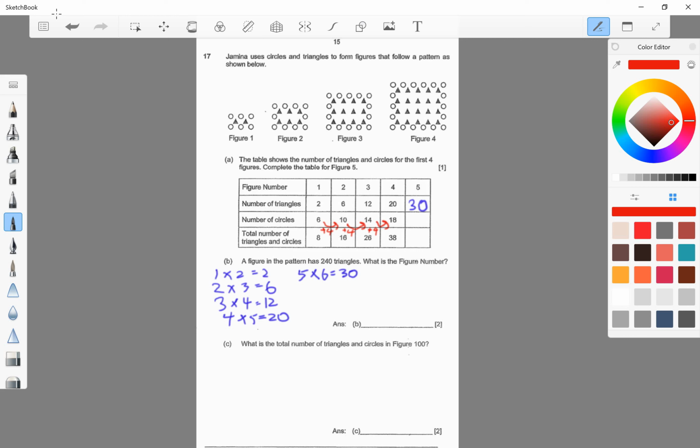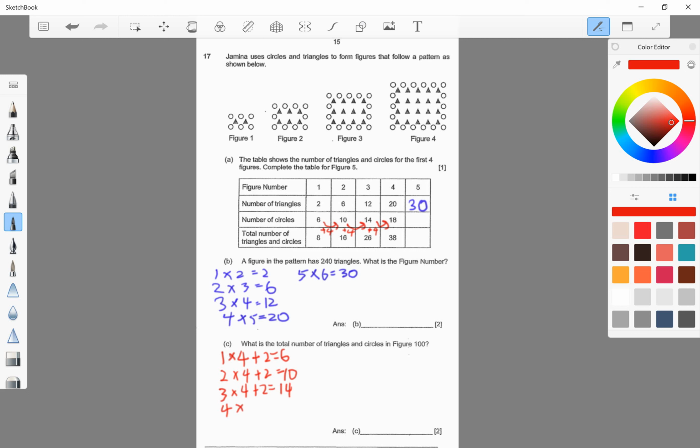I also realized that for 6, 10, 14 and 18, how does 6 work? 1 times 4 plus 2 gives me 6. 2 times 4 plus 2 gives me 10. 3 times 4 plus 2 gives me 14.